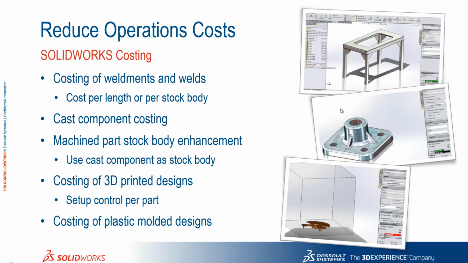Okay, so we've seen that we can now cost weldments and welds, and we can choose to use a per length or stock body option within there. We now have the ability to cost cast components. Also, we can use the cast components as the base cost for any machined parts. We can now cost for 3D printed designs and also for plastic injection molded designs as well.